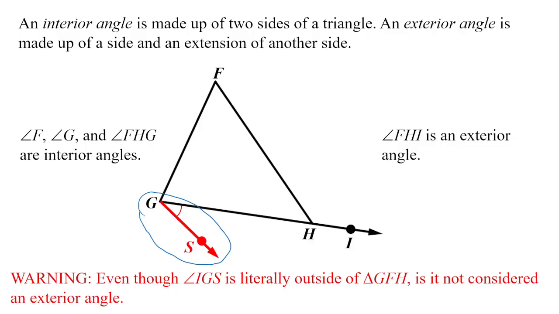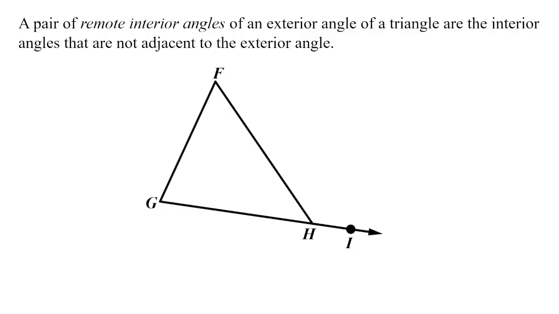So with that being said, I want to introduce you to a pair of remote interior angles. A pair of remote interior angles of an exterior angle of a triangle are the interior angles that are not adjacent to the exterior angle. So here's the exterior angle right here. That's angle FHI. The two interior angles that are not adjacent to it are angle F and angle G. They're not next to that angle.